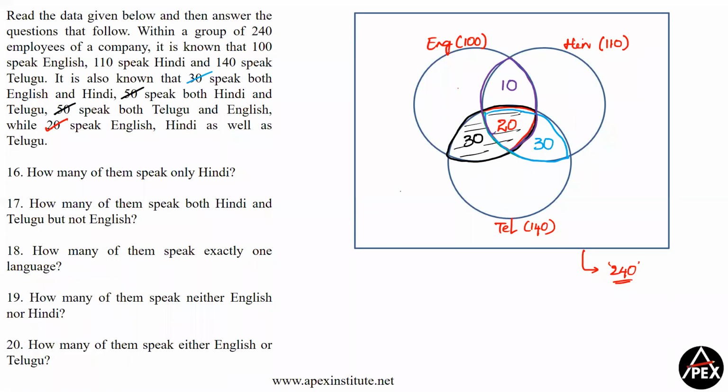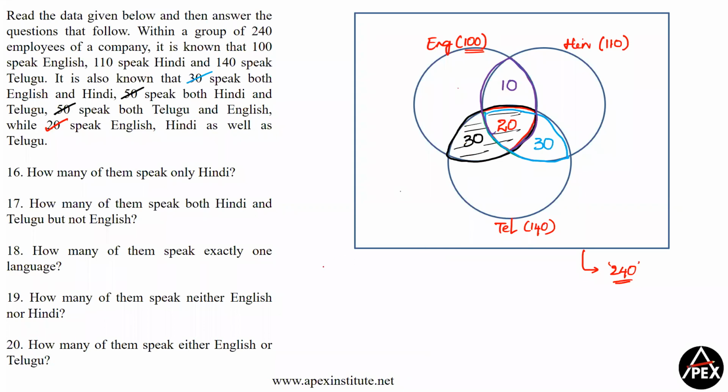Now coming to the people who speak English. So we have a total of 100 people speaking English. Out of 100, 10 speak English and only English and Hindi, 30 speak only English and Telugu, and 20 speak all the 3 languages. So how many people speak only English?